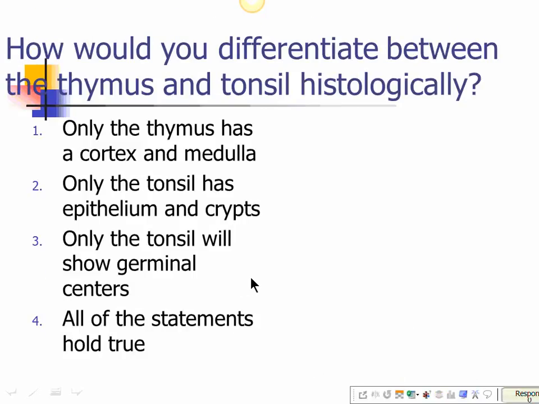Okay, now you did thymus initially, and now you have done tonsil. So if you were to differentiate them histologically, which of these answers would hold true?